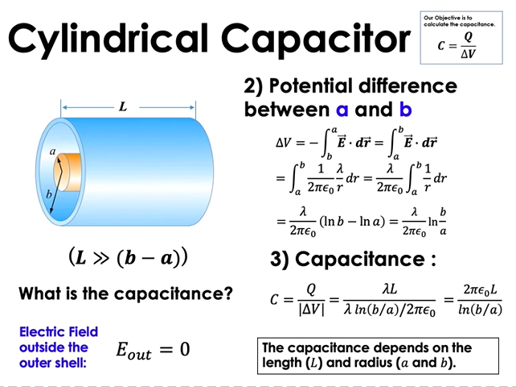Then we can select the outer shell as a reference point. Here we can select this point as a reference point and then move a test charge Q0 from this point to A. And then substitute the electric field inside and obtain the final result, which has this form.